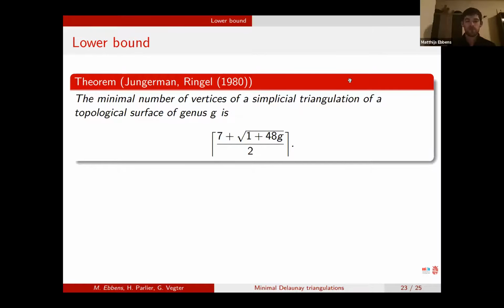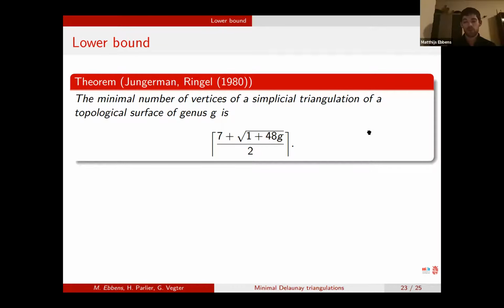So then finally, does this linear lower bound hold for all surfaces? Well, to give an answer to that question, we are going to take a step back and look at a more general problem, namely simplicial triangulations of topological surfaces. So no metric anymore. And it was shown over 40 years ago that you need at least something on the order of square root of G vertices to make such a triangulation.